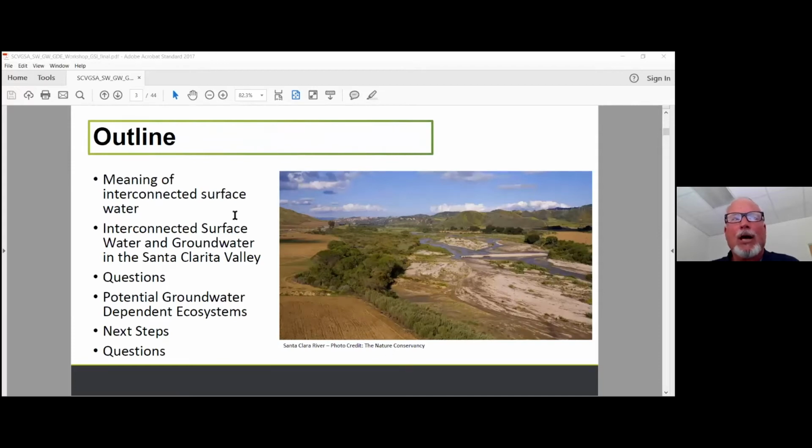So we're going to talk about what is the meaning of interconnected surface water and groundwater, specifics about interconnected surface water and groundwater in the Santa Clarita Valley. And we'll have an opportunity for questions. I'll turn it over to Tom, who's then going to talk about the potential groundwater dependent ecosystems. He'll also talk about next steps for follow-on work, and then we'll have a chance for questions at that time as well.